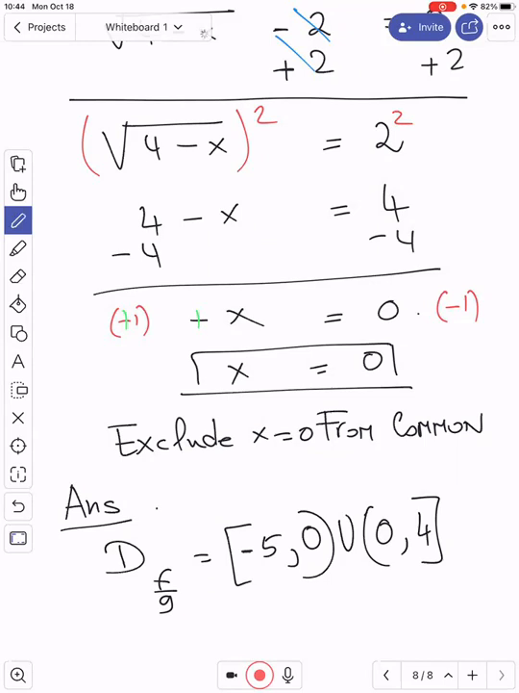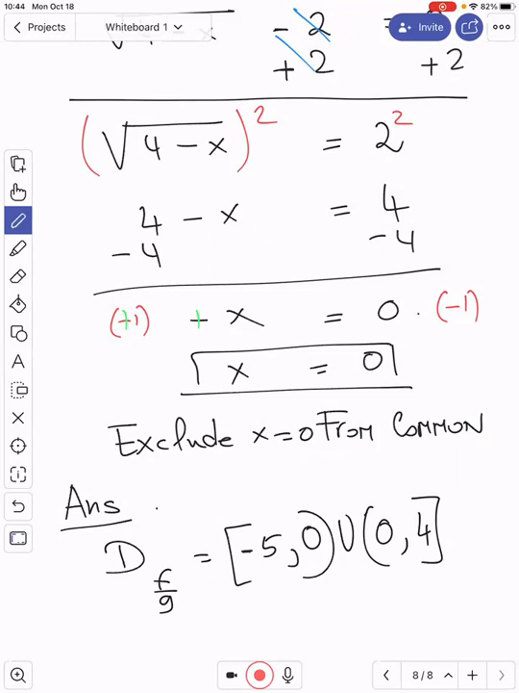Any question about the D, guys? So when you have f over g or g over f, guys, there's one more thing to do. You have to solve your denominator equal to 0, and you exclude the answers from your common or intersection domain.